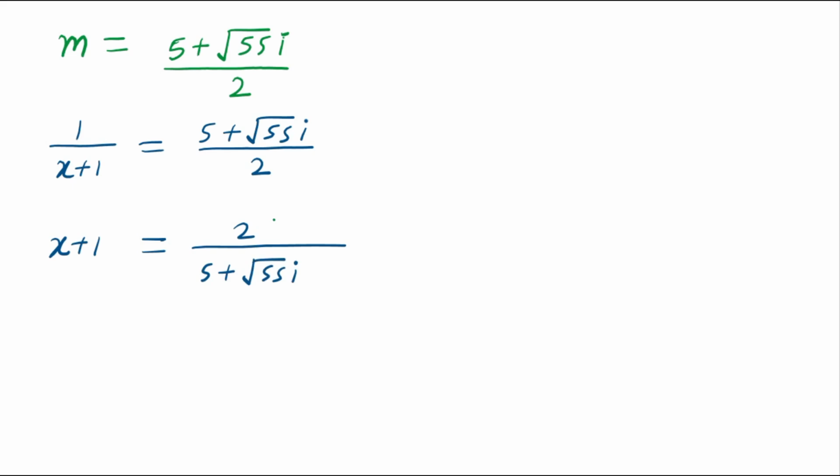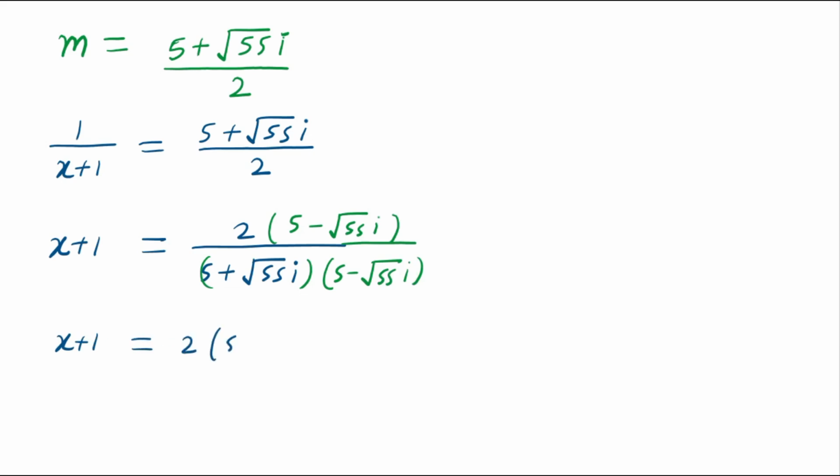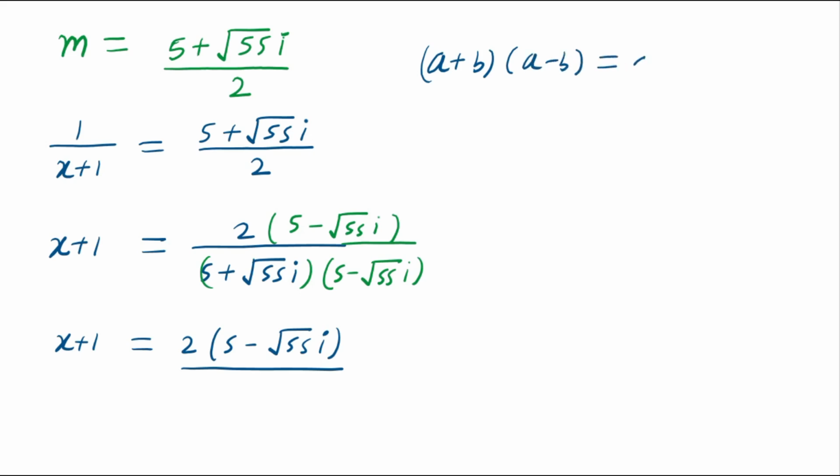Now multiply the numerator by 5 minus square root of 55 times iota, and the denominator is also multiplied by 5 minus square root of 55 times iota. On the left hand side, x plus 1 equals 2 times 5 minus square root of 55 times iota, and in the denominator we will apply (a plus b) multiplied by (a minus b), which equals a square minus b square.